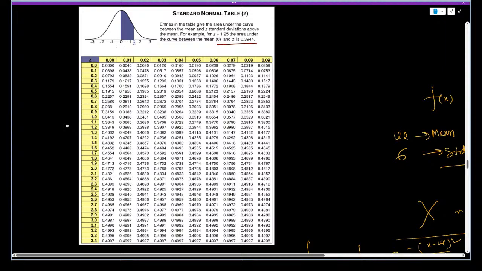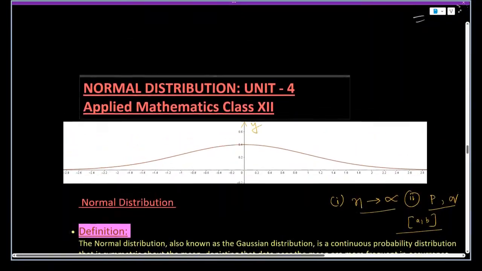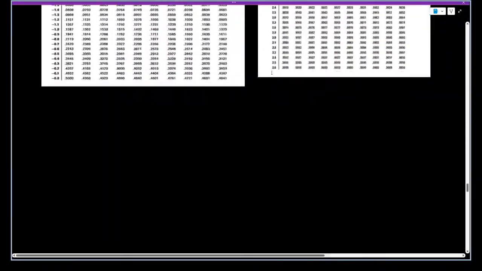Between z equal to 0 and z equal to 0.5, the probability is 0.1915. Z equal to 0 and z equal to 0.58, then probability is 0.2190. Got it? No confusion. In NCERT support material they have given minus infinity to z directly. But here it is given between 0 and z. So they can give you any information, but if you keep this concept in your mind, that total probability is going to be 1 under this curve, then the problem is solved.